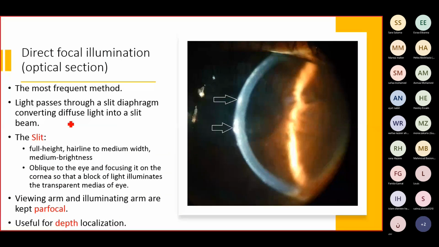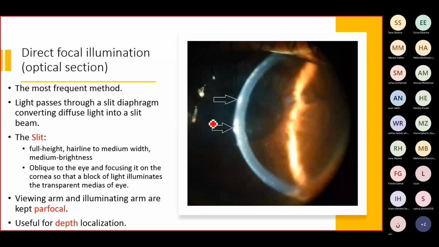Then you should remove the diffuser and narrow the beam of the light and do what we call the direct focal illumination, or what we call the optical section. The whole idea about the slit lamp is just like if you get an apple or an orange and you cut it in half and you start to look at the layers of the orange. So there is a cover of the orange at the outside, then you have the inside of the orange, etc. We do the same in the eye using the light. We use the fact that the media of the front of the eye are transparent.